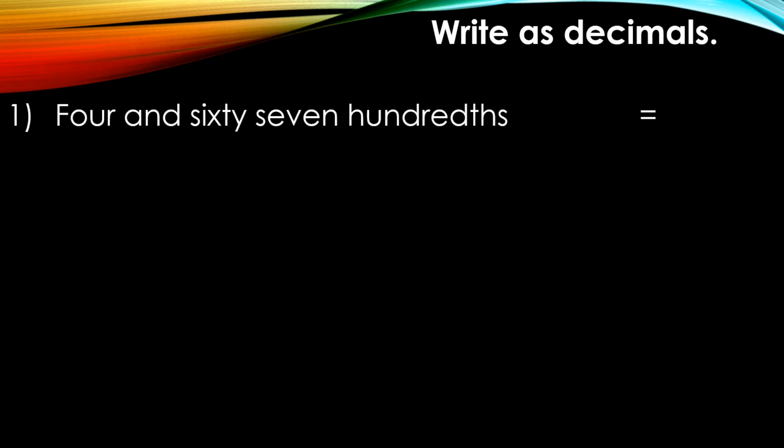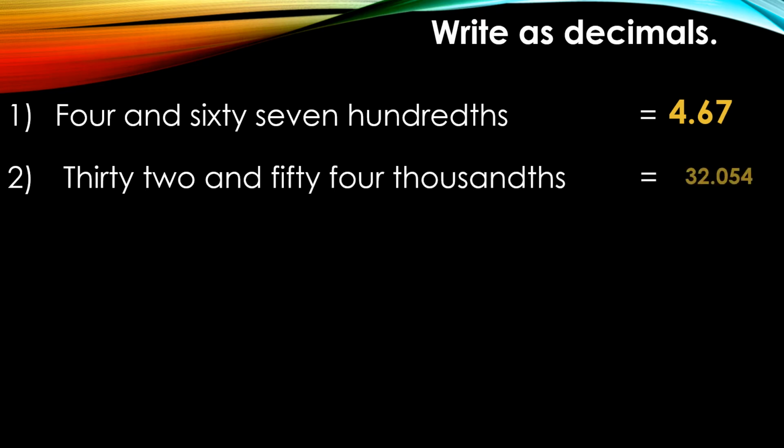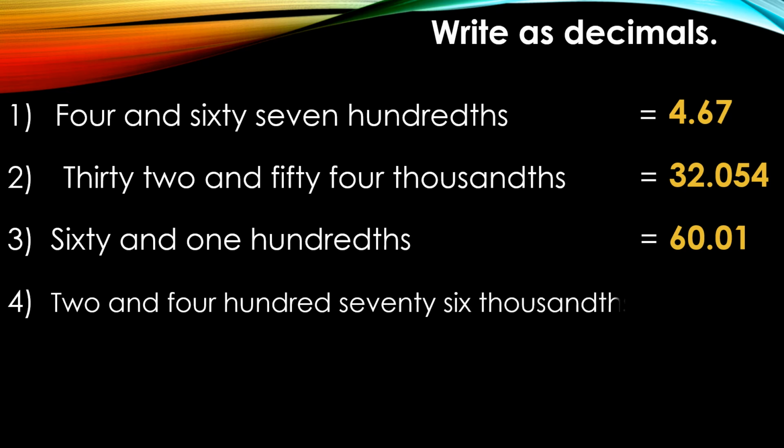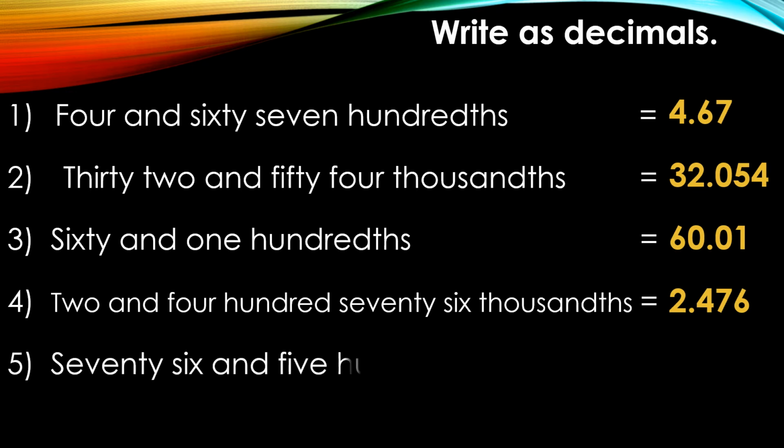Write as decimals. Question number 1. 4 and 67 hundredths, and the answer is 4.67. Question number 2. 32 and 54 thousandths, and the answer is 32.054. Question number 3. 60 and 1 hundredths, and the answer is 60.01. Question number 4. 2 and 476 thousandths, and the answer is 2.476. Question number 5. 76 and 5 hundredths, and the answer is 76.05.